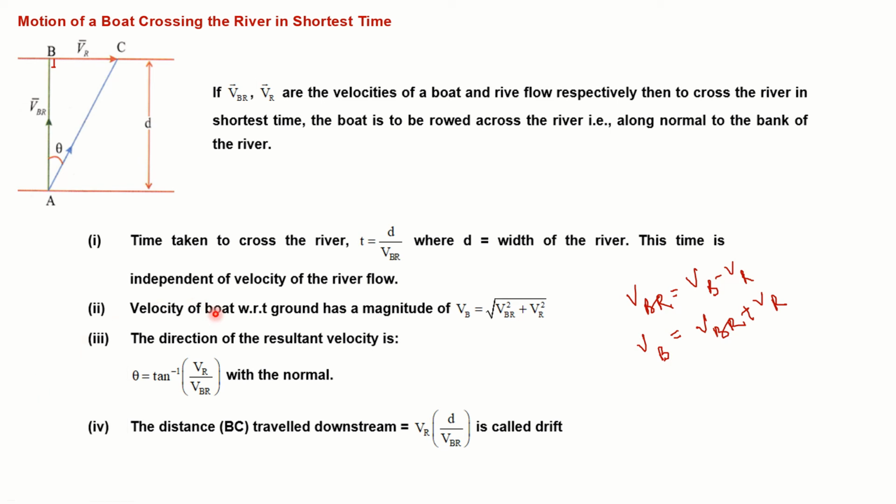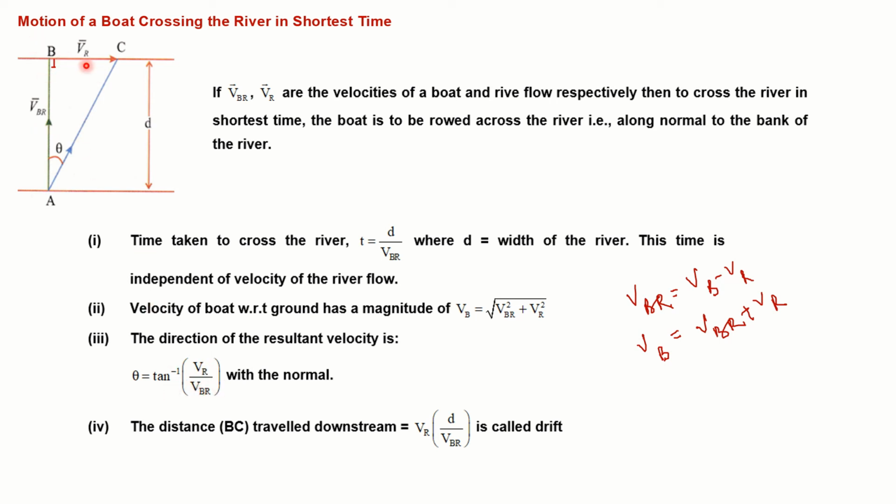Next, see the direction of the resultant velocity, students. This is theta. How much angle is the resultant velocity making? So how to find that? Students, tan theta is equal to P by B. So this perpendicular is VR and this base is VBR, so tan theta is VR by VBR. So theta is equal to tan inverse of VR by VBR.